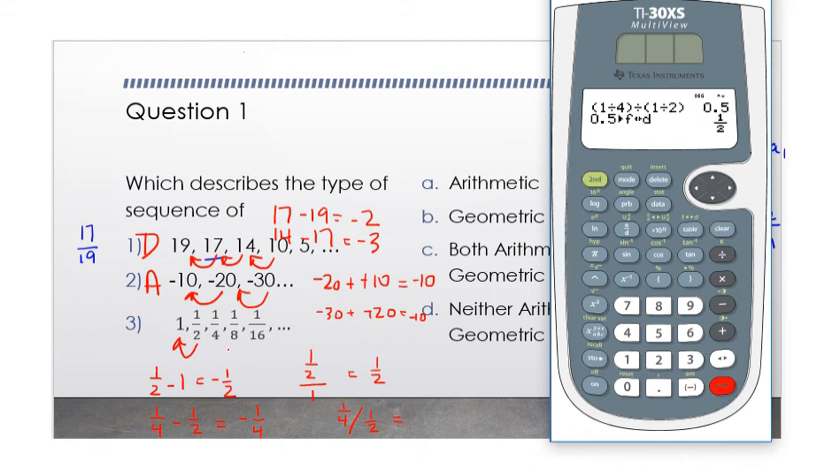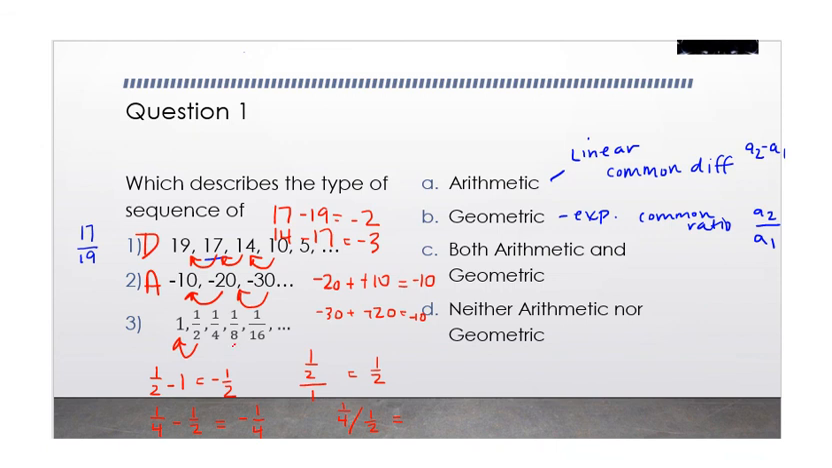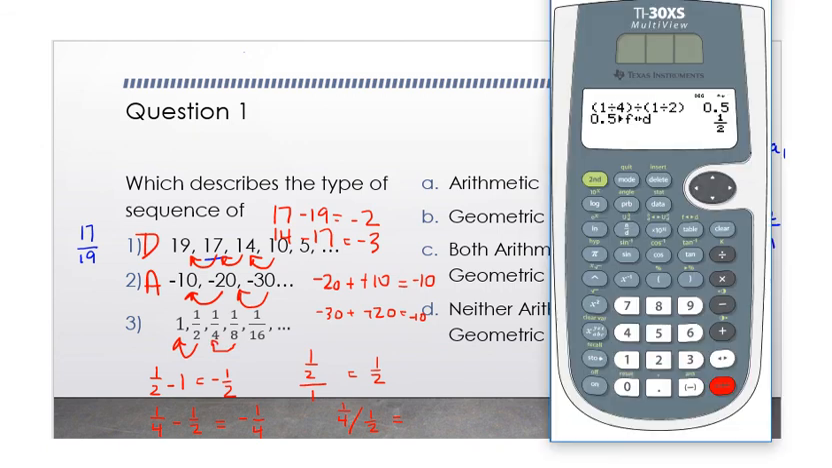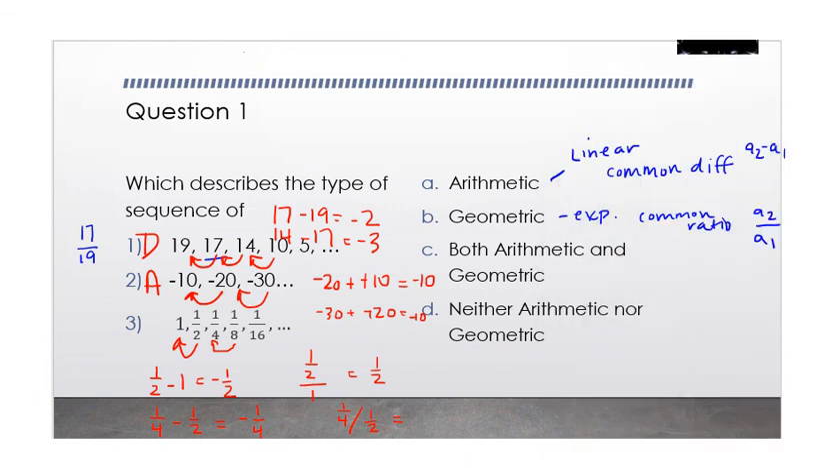And if we did it for the next set here, if I go back and test the 1/8 to the 1/4, if we divide again, 1/8 divided by 1/4, we still get 1/2. And then you could test that last one, 1/16 divided by 1/8, and we get 1/2. So my common ratio was 1/2, which makes this a geometric function.